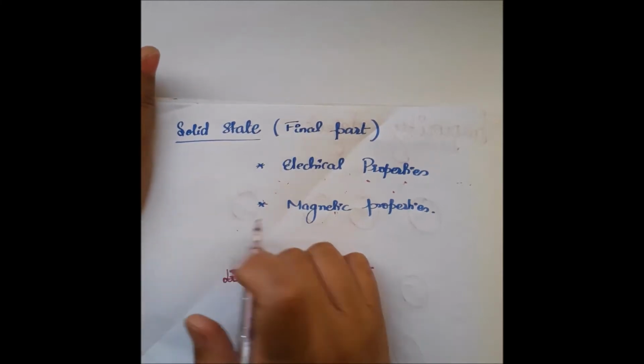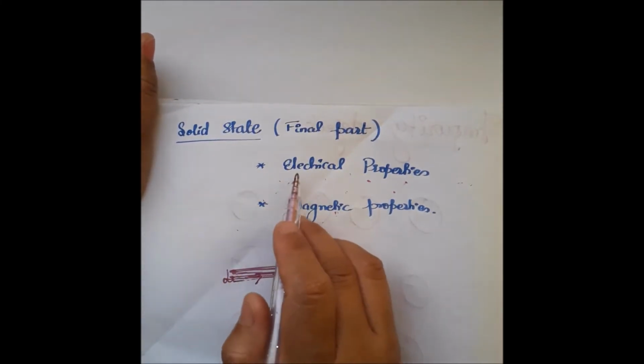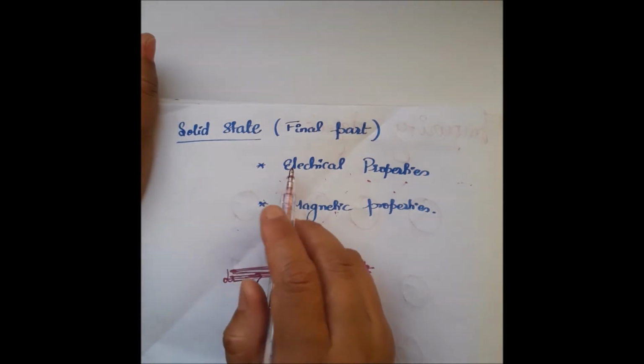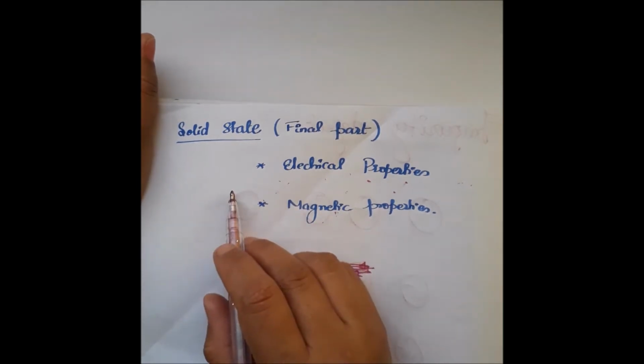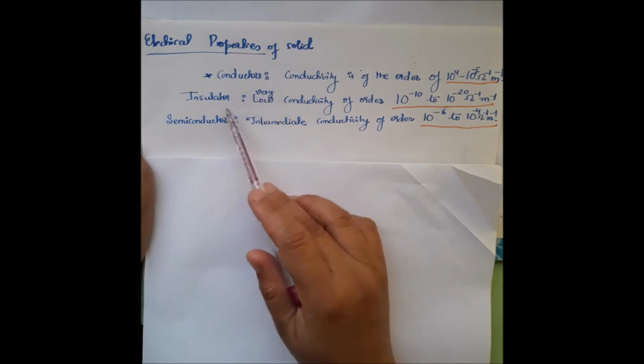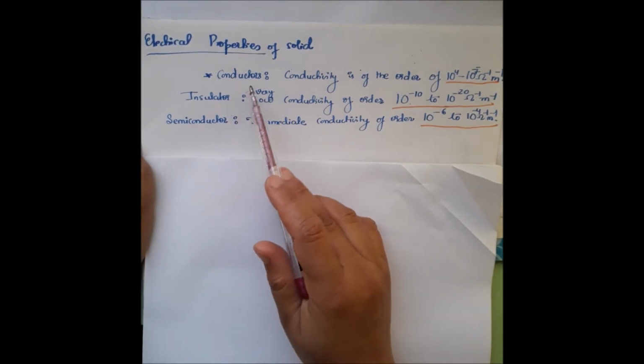Students, this is the last video from the chapter Solid State, and here we'll discuss the electrical and magnetic properties of solids. First, let us discuss what electrical properties are. Depending upon the conductivity of solids, they are classified as conductors, insulators, and semiconductors.